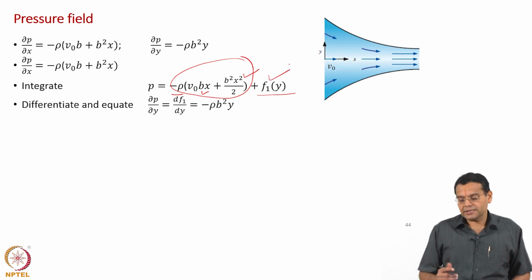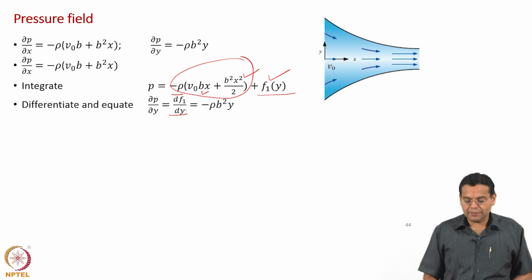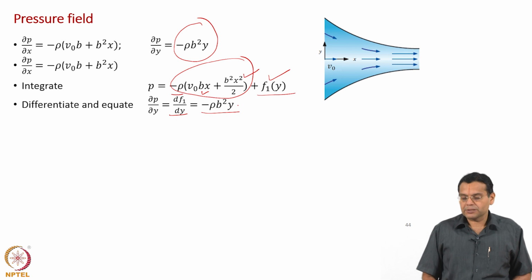Now, this differentiation will become a total differential because f1 is a function of only y. That is why we have got df1 by dy on the right hand side. Now, this should be equal to the dou p by dou y which I have found out earlier. So, we are equating it to minus rho b squared y. That is why this says differentiate and equate.